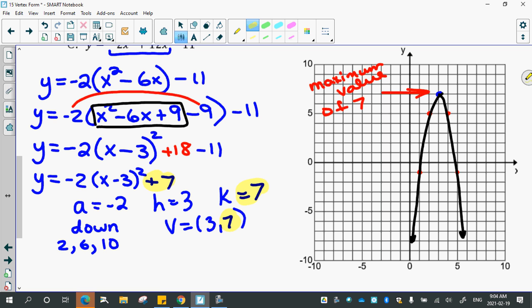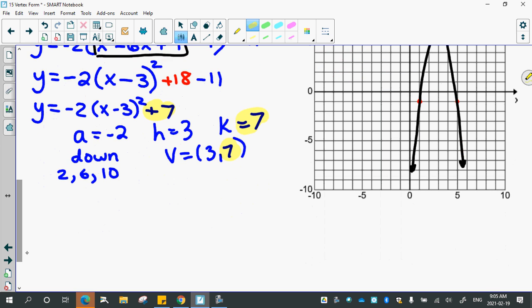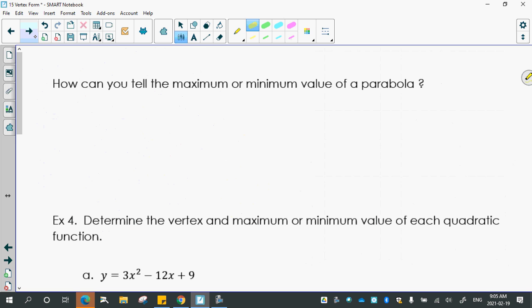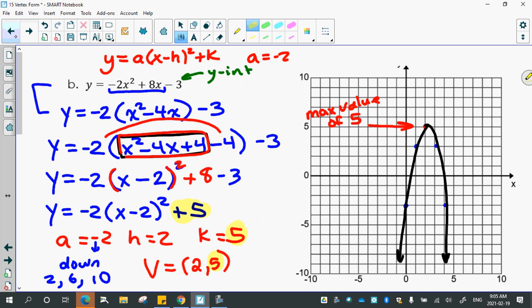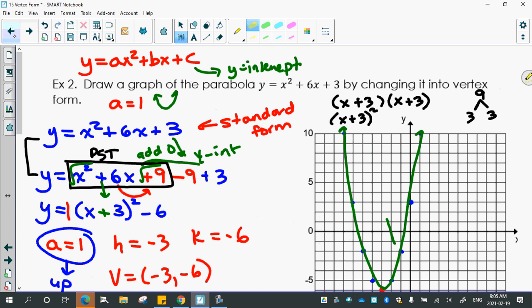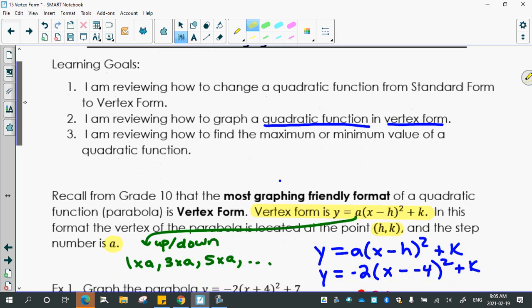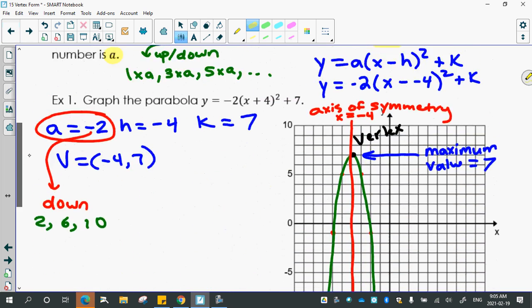Any questions? Coming back? Remembering it a little bit? Yeah. Okay. Okay, so how can you tell the maximum or minimum value of a parabola? So look back at the ones that we talked about having a maximum or minimum. How can you tell, first of all, whether it's going to have a maximum or a minimum and what the value is going to be?